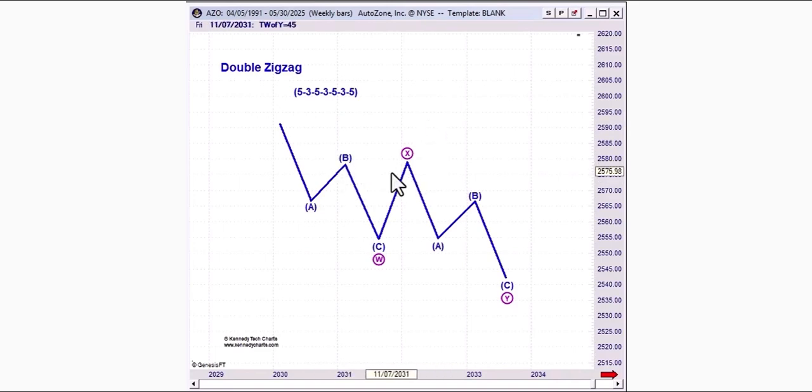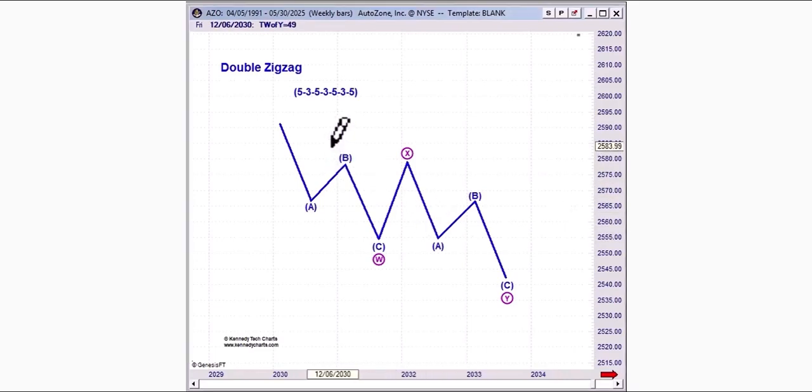Now, one thing that I find most useful whenever I'm working a double zigzag is a trait that I see quite frequently: the X wave tends to end at or near that prior wave B extreme, or the initial wave B extreme of the initial zigzag. I see this tendency quite a bit, so much so that I often look for it.